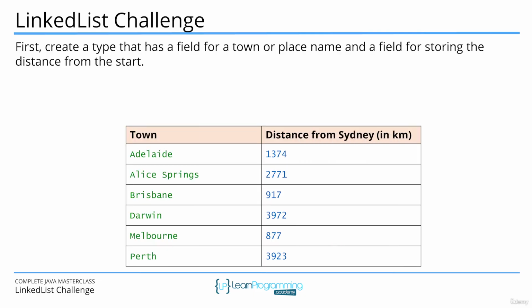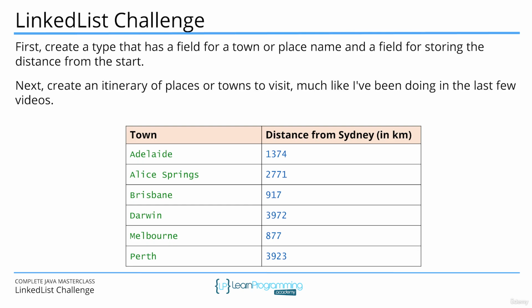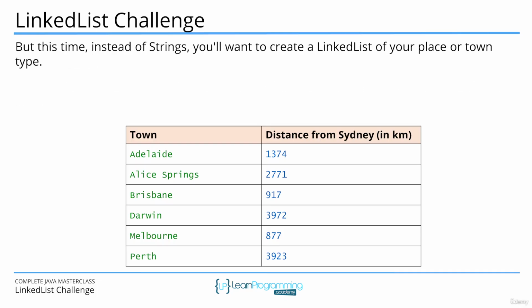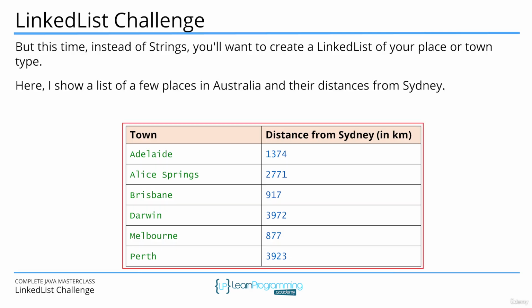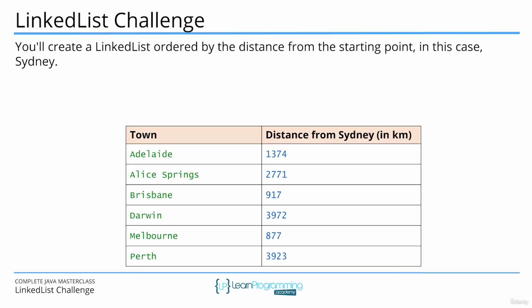First, create a type that has a field for a town or place name and a field for storing the distance from the start. Next, create an itinerary of places or towns to visit, much like I've been doing in the last few videos. But this time, instead of strings, you'll want to create a linked list of your place or town type. Here I show a list of a few places in Australia and their distances from Sydney. You'll create a linked list ordered by the distance from the starting point, in this case, Sydney. Sydney should be the first element in your list.